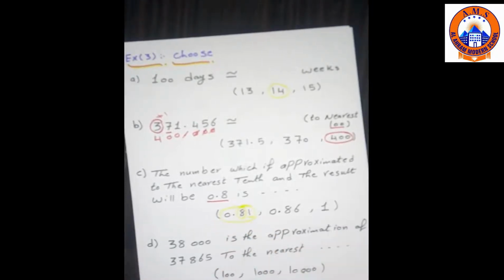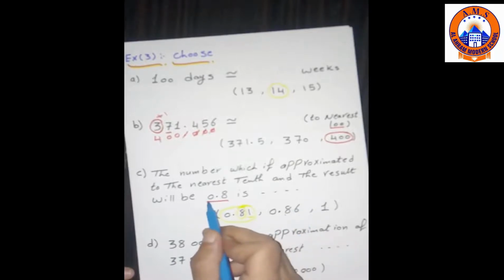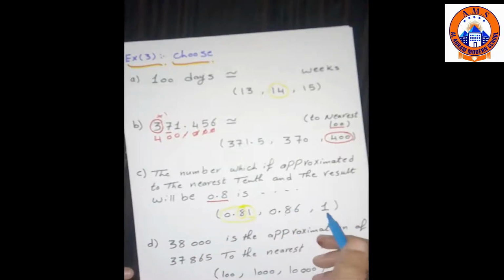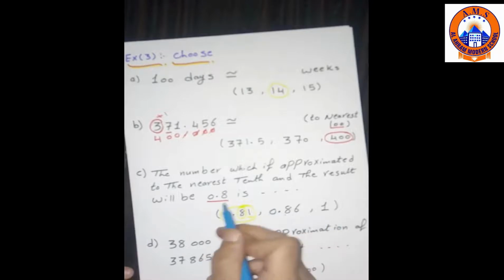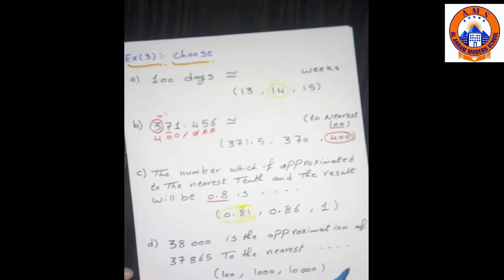The other two answers, when approximated to the nearest tenth, this 8 is the tenth digit and the following number is strong, it's going to make this 8 a 9, and we want the result to be 0.8. And the last one is 1, absolutely not going to approximate to 0.8.